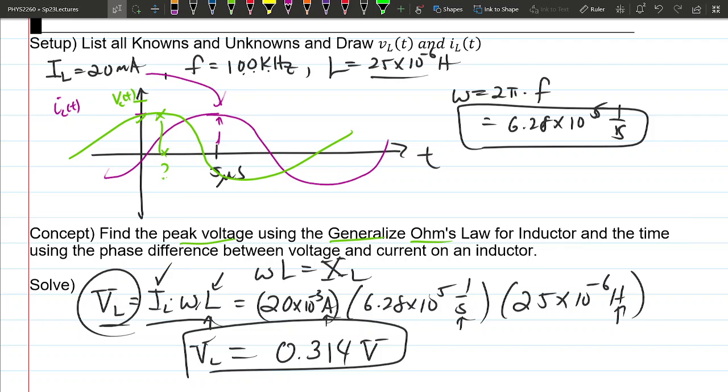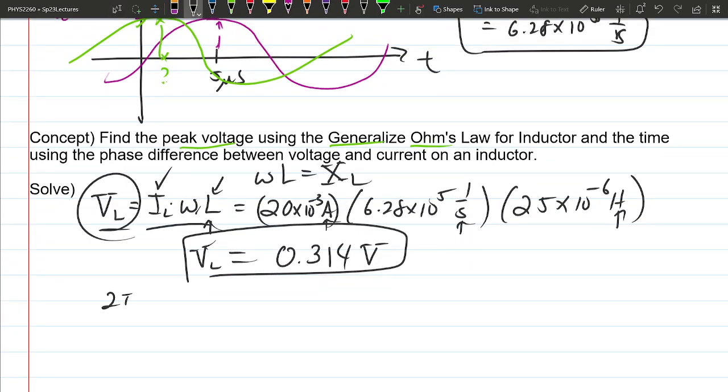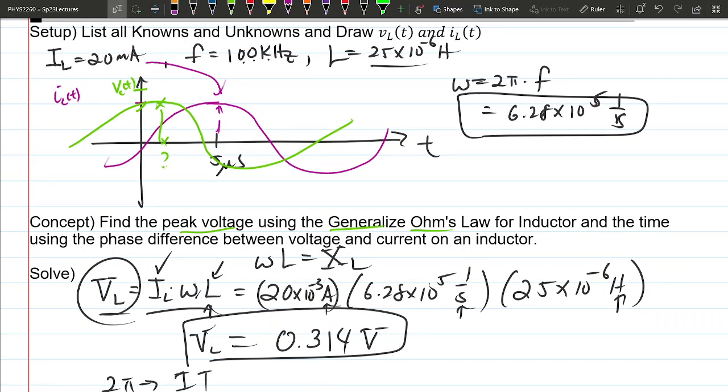And 90 degrees on a cosine wave is 1/4 of a period, right? Because if you go over 2 pi, that's 1 period. So if you go pi over 2, so 90 degrees is pi over 2, that's 1/4 of a period. So we know that the peak value for the voltage is going to occur 1/4 of the period before. But how long is this period?